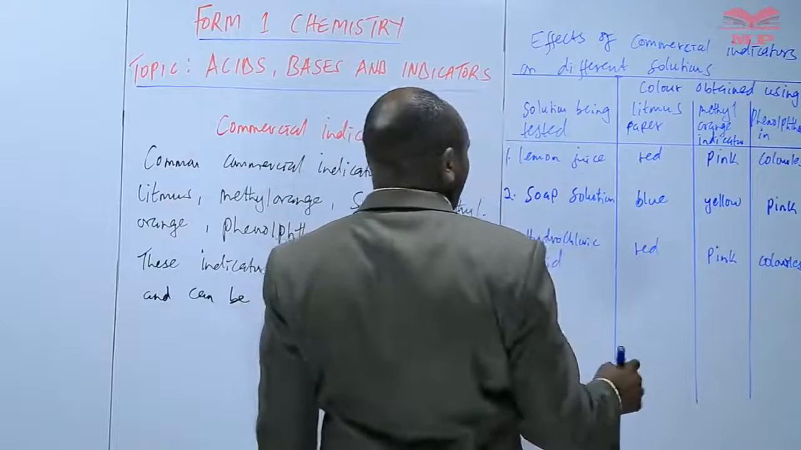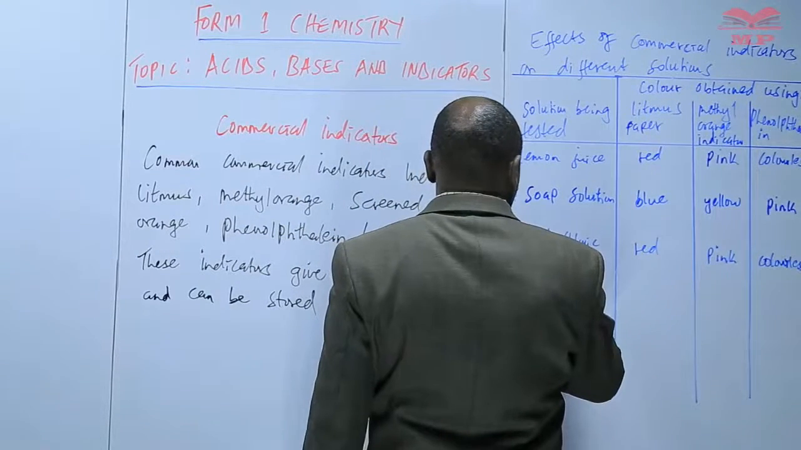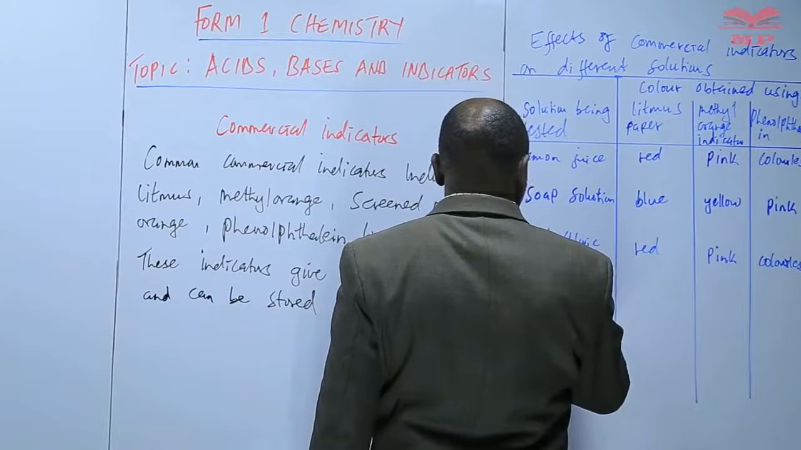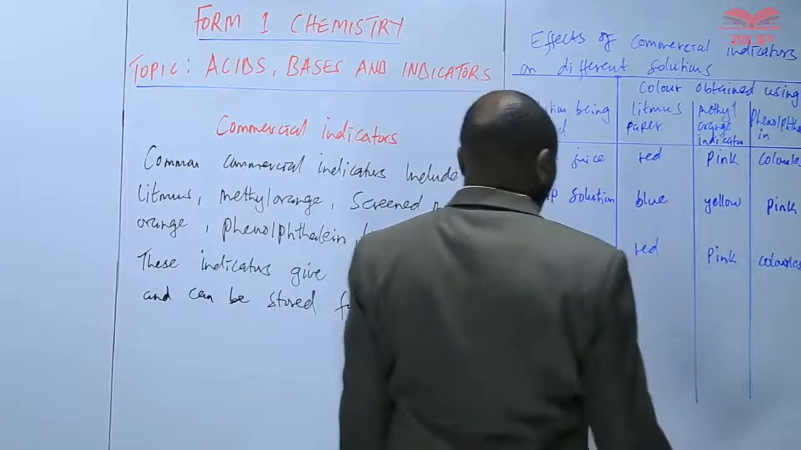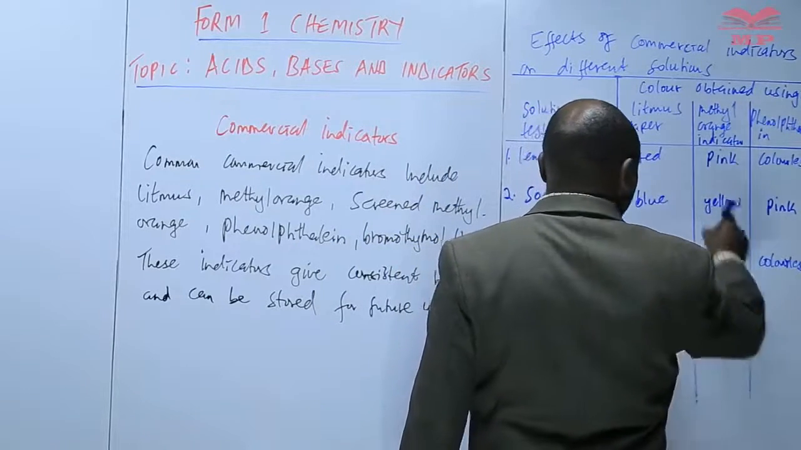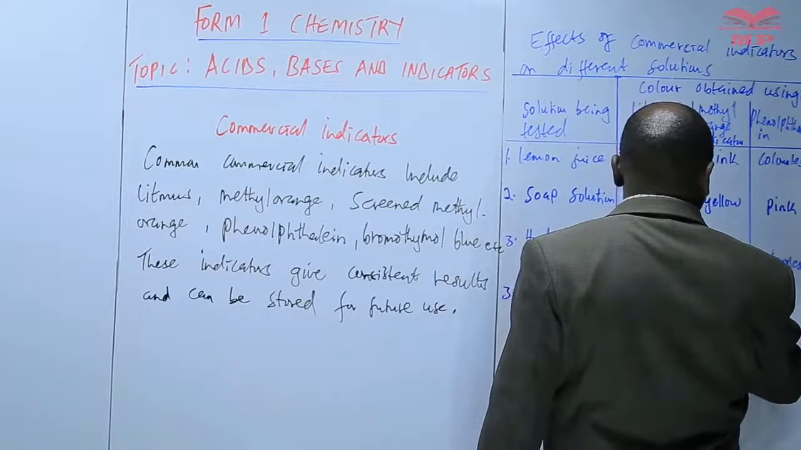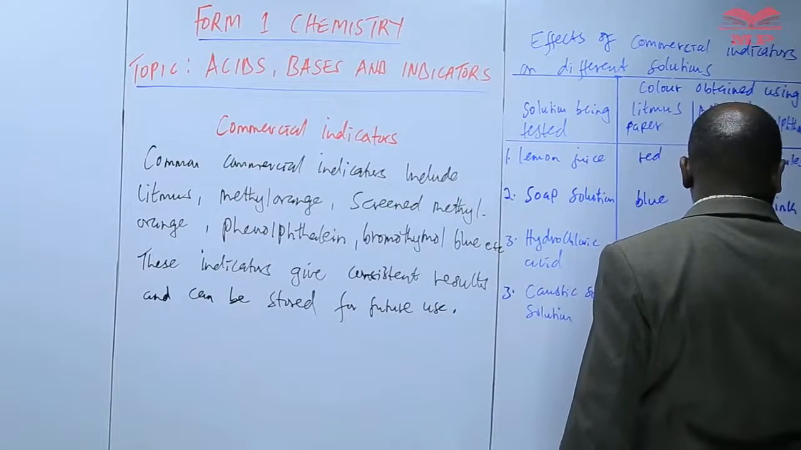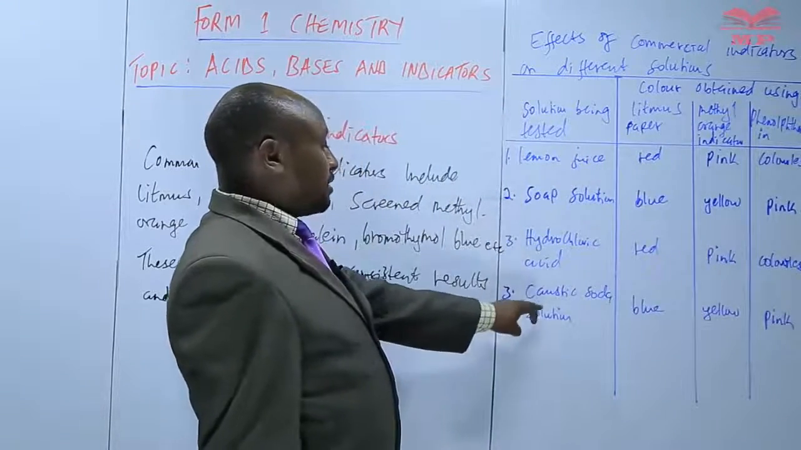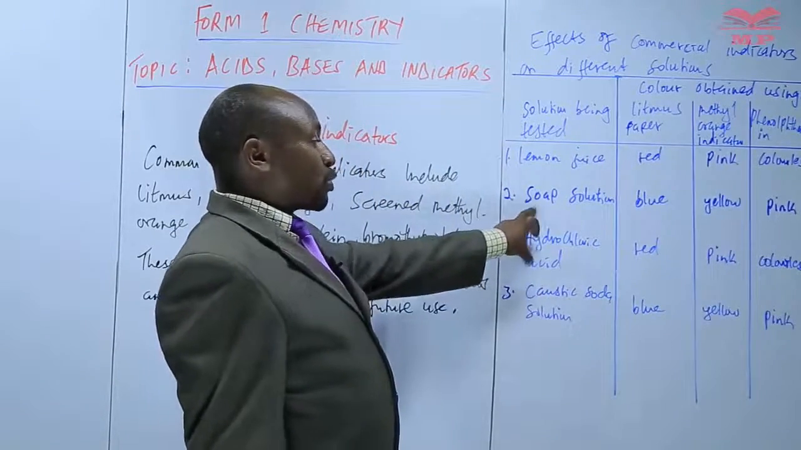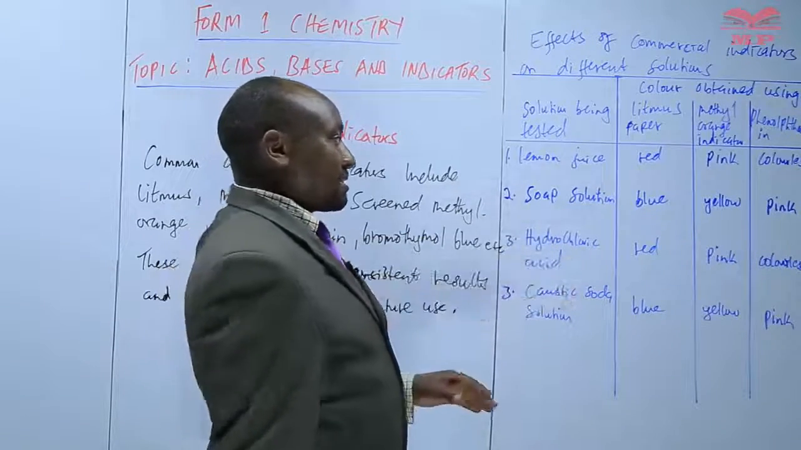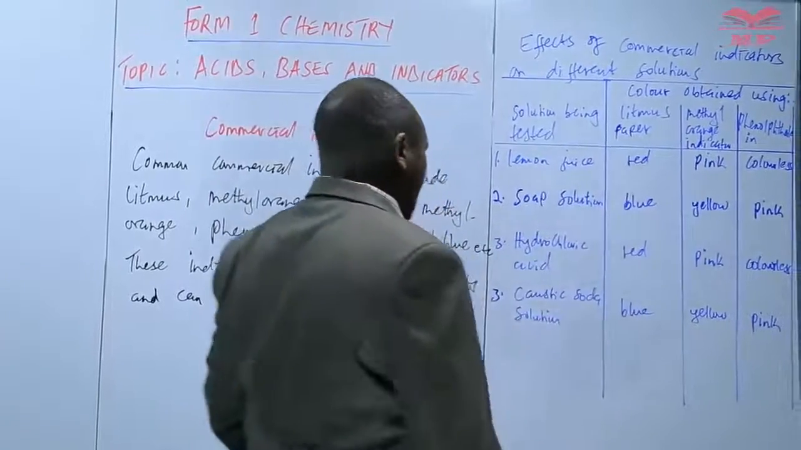If you take something like caustic soda solution, so this one will behave like the soap solution. Blue with litmus, yellow with methyl orange, and pink with phenolphthalein. So 2 and 3, they have similar properties. That means caustic soda solution and soap solution, they are bases. That's why they are giving similar colors with the various indicators.